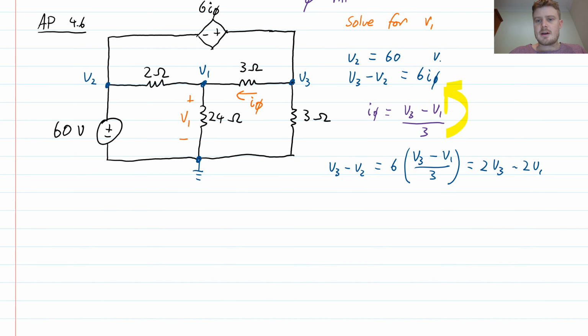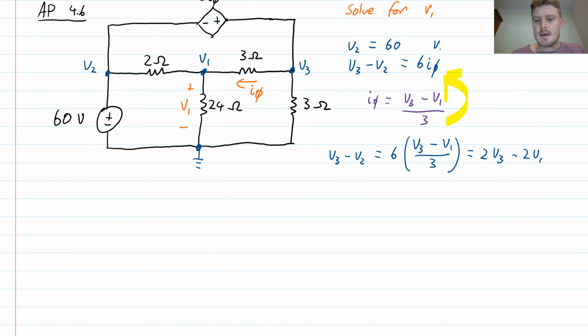Now V2 I already know the value of, right? V2 is 60 volts, so I can substitute into this equation, and I can also algebraically simplify it. I can collect some like terms. If I do that, I will end up bringing V3 to the other side, and my value for V2 will be 60.